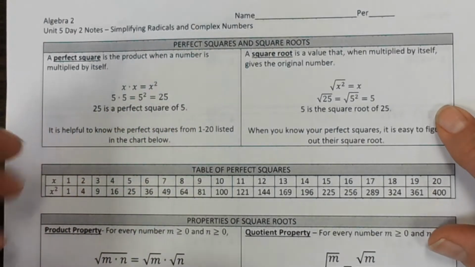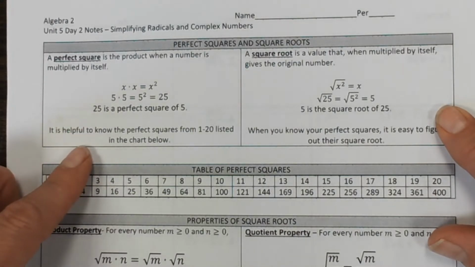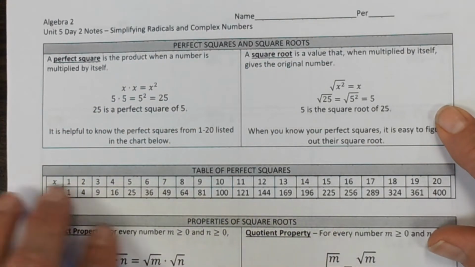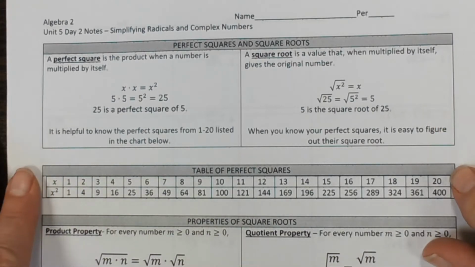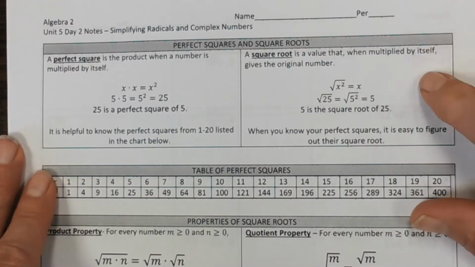So it is really helpful to know your perfect squares from 1 to 20, and I've listed them in this chart below. So that's something I would either keep out to refer back to while you're working, or really try to memorize. All right, our square root.